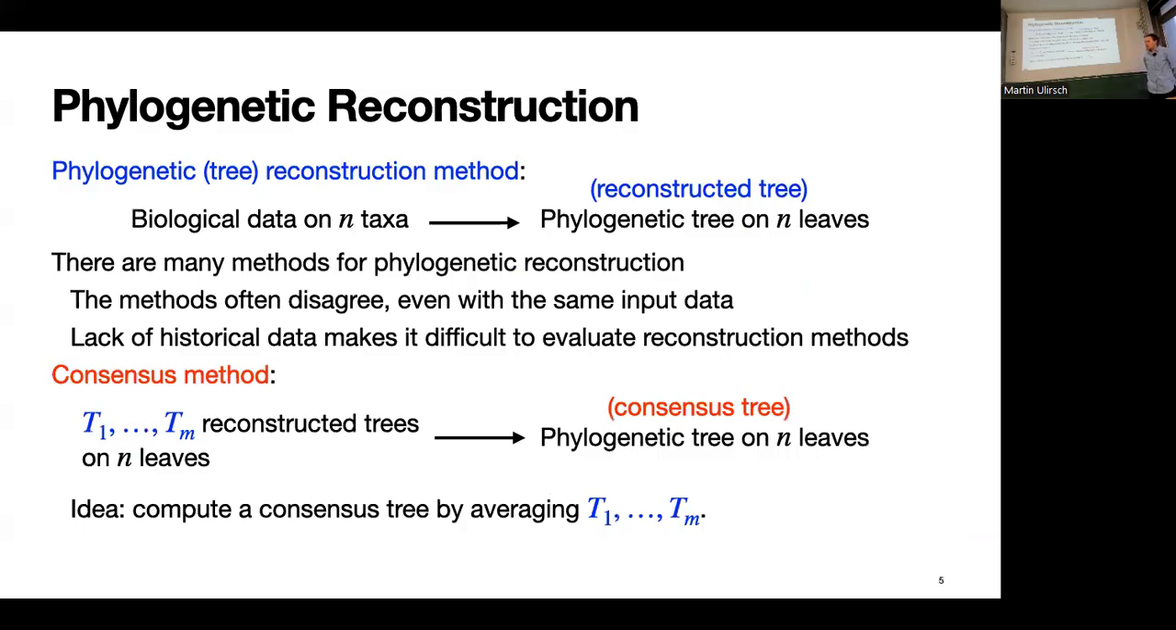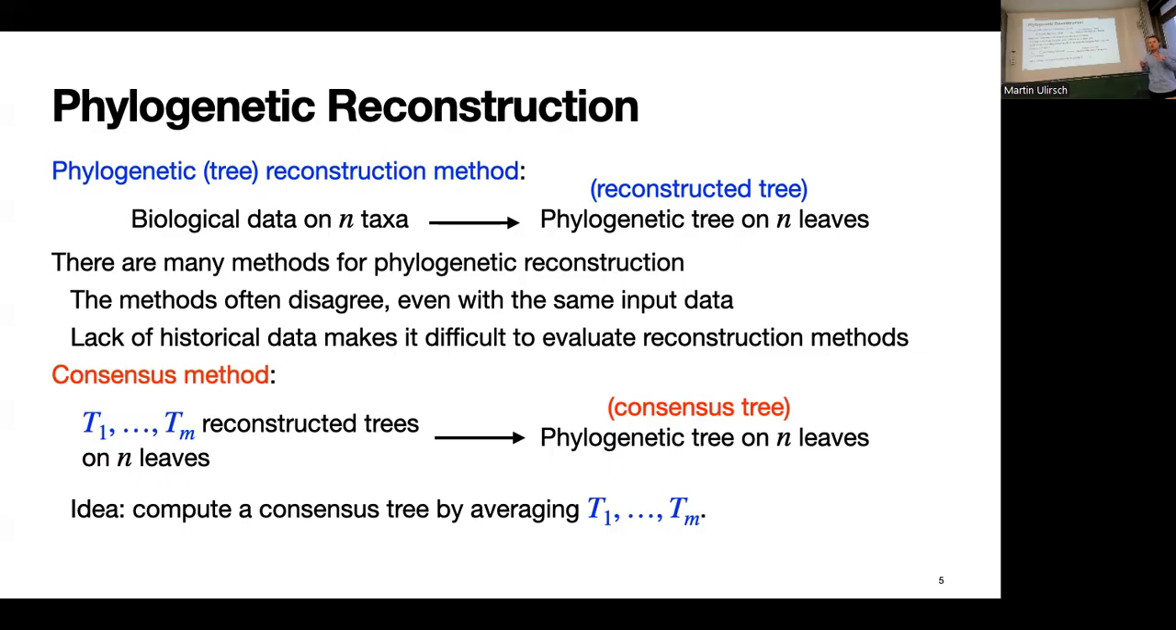Okay, and here's the problem that we want to address. Let's say we're given some biological data on n taxa, and here taxa means species, cells, or individuals. Usually that data comes in the form of DNA sequences. And from that, we want to reconstruct a tree that describes the evolutionary relationships between those species.